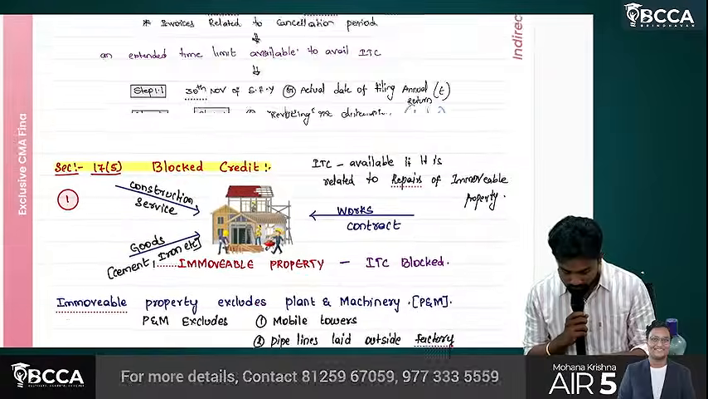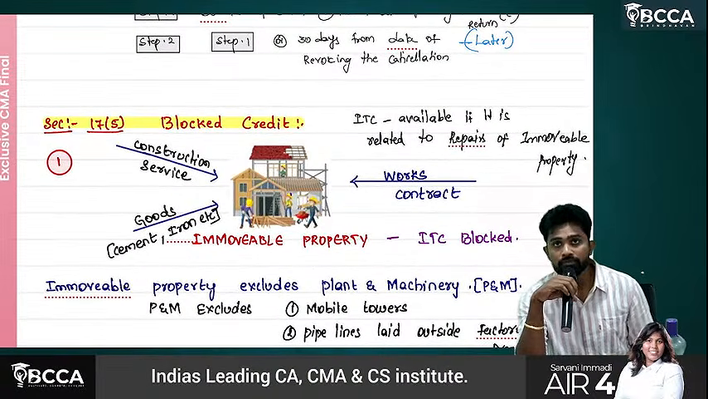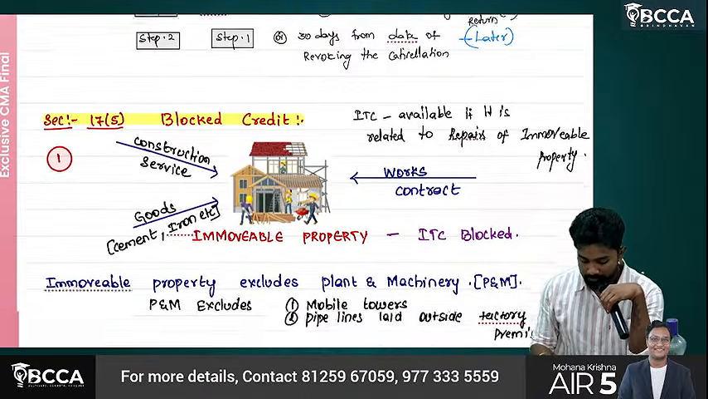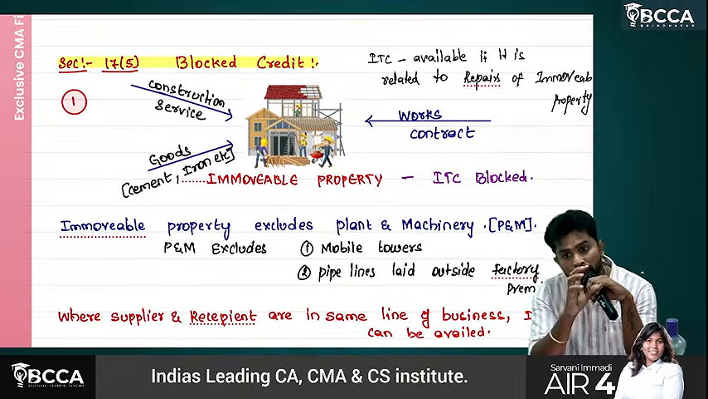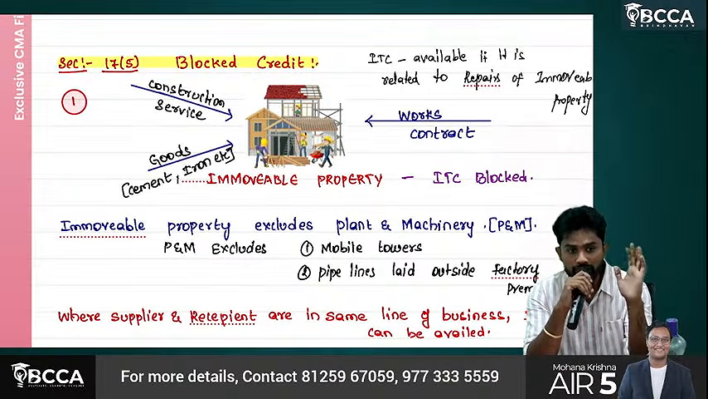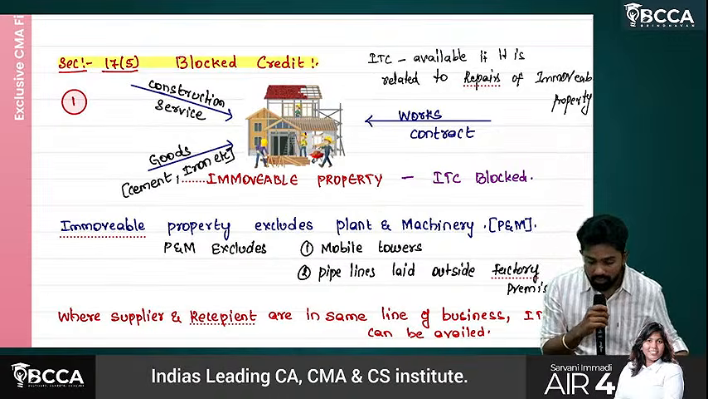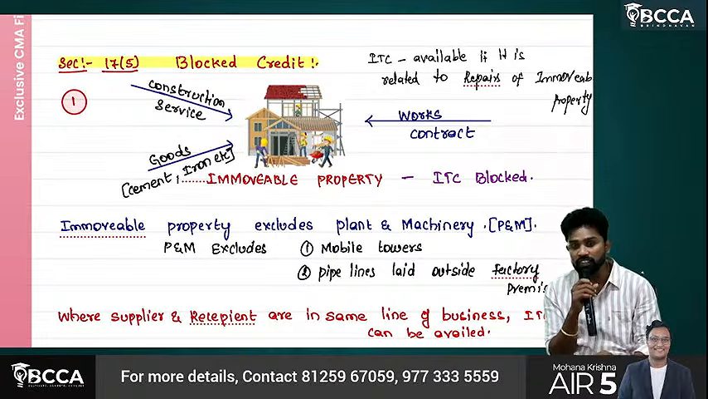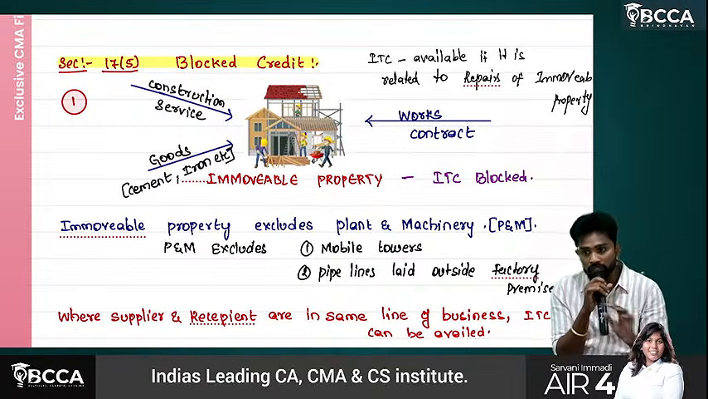Sir, then we are moving on to section 17(5). It's about blocked credit. Blocked credit means what? These inwards may be taken for his business purpose only, but still ITC is not available. These are inwards that may be related to business only, but still the law or the section specifically says that in these situations, ITC is not available.